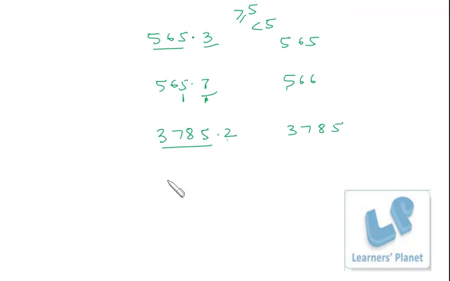Next, suppose I have 3785.9. It is more than 5, so I add 1 over here. So that is 3786. So that's very easy. We took a few examples. Now I show you one worksheet and you have to try it.